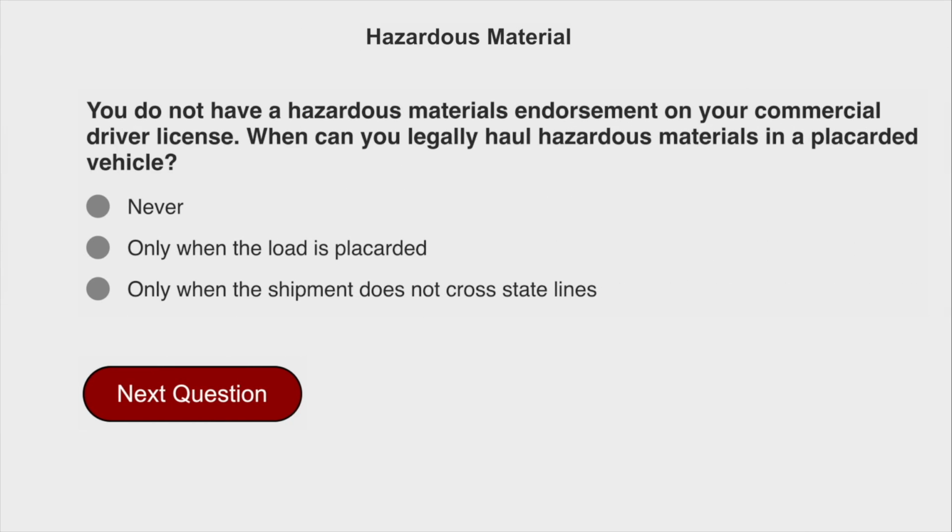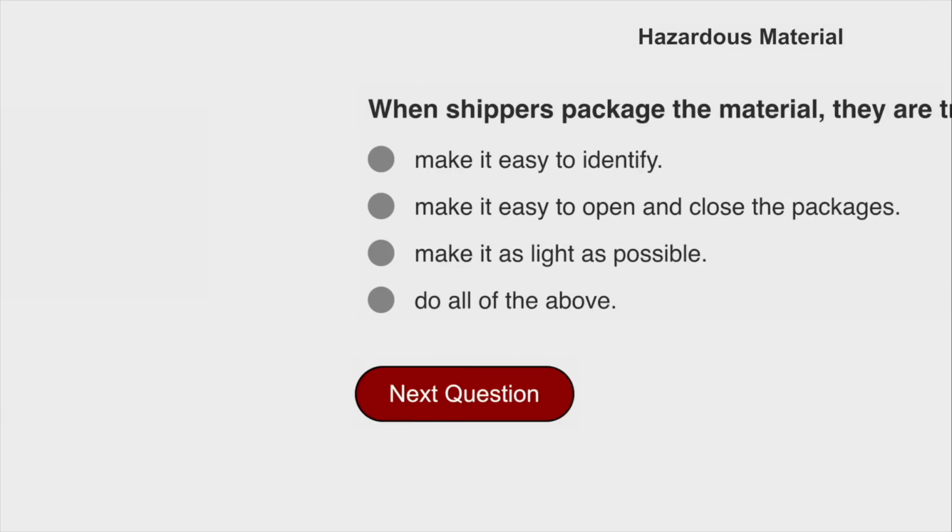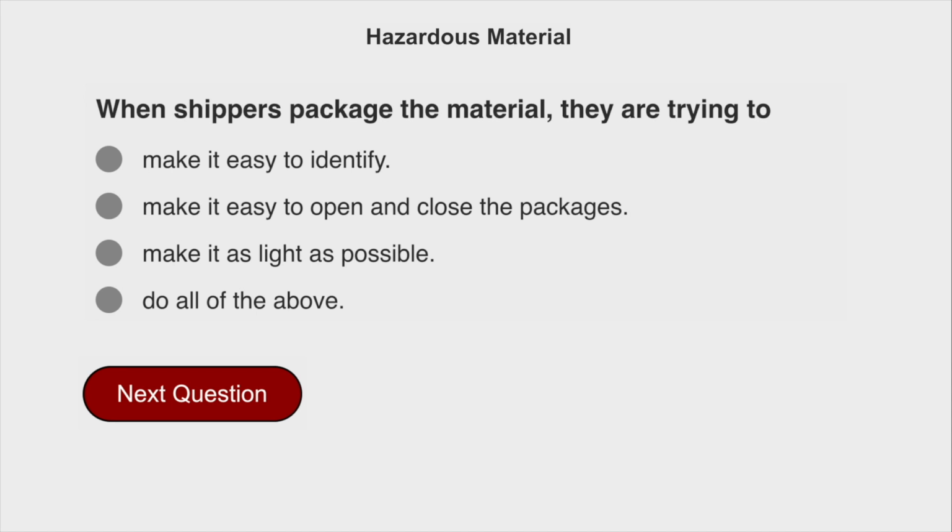You do not have a hazardous materials endorsement on your commercial driver license when can you legally haul hazardous materials in a placarded vehicle? Never. Nitric acid cannot be loaded below any other commodities. When shippers package the material, they are trying to make it easy to identify.